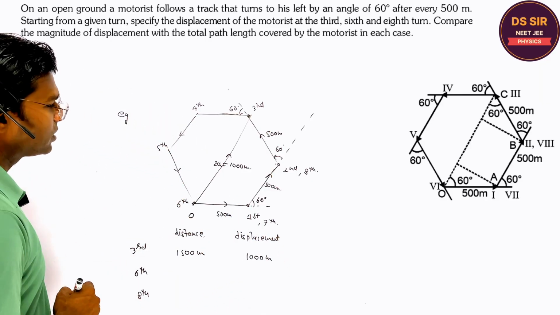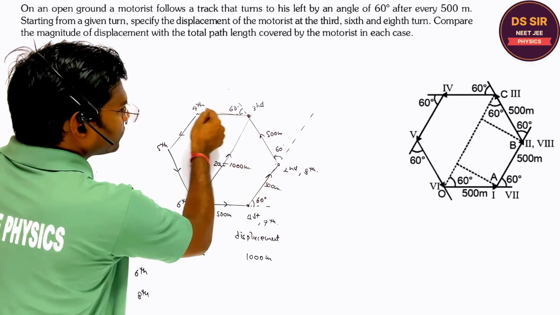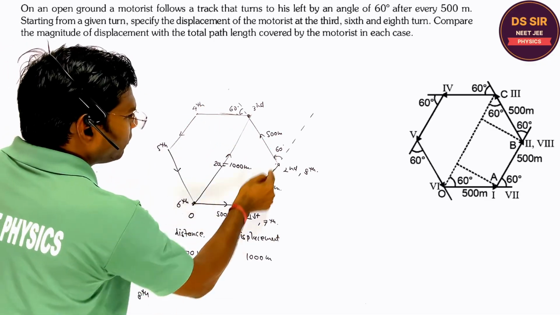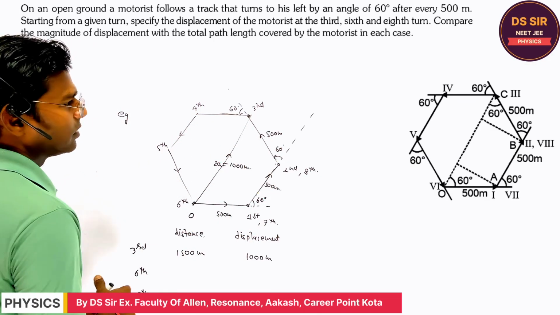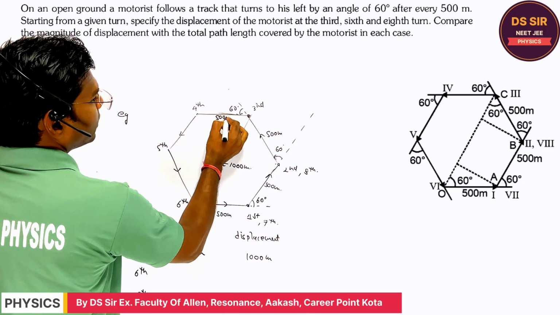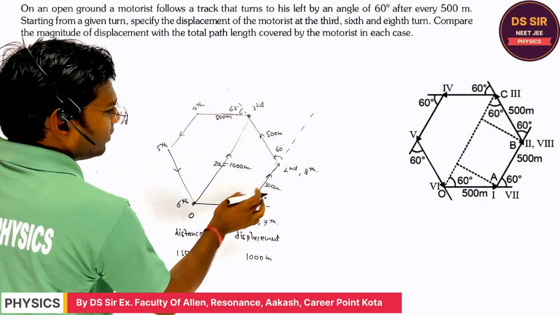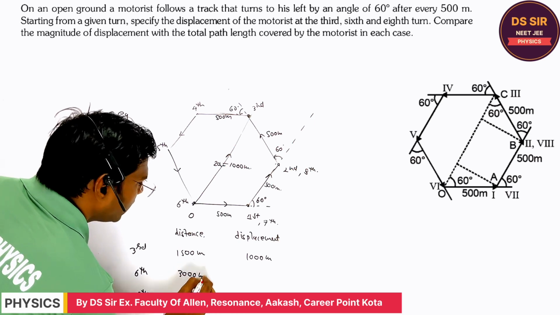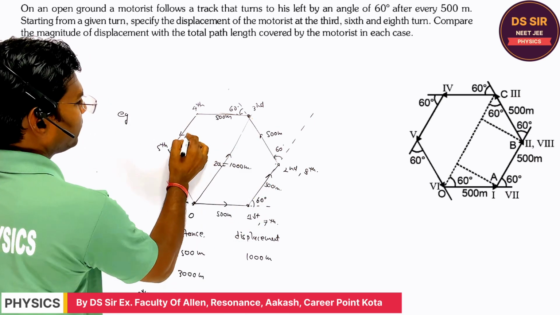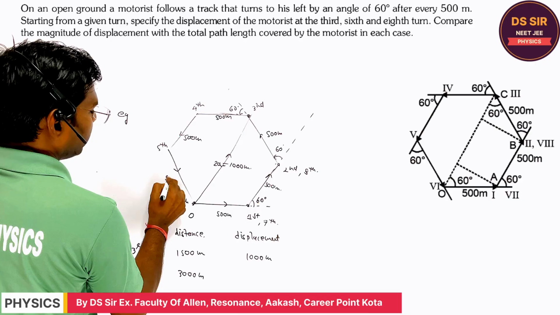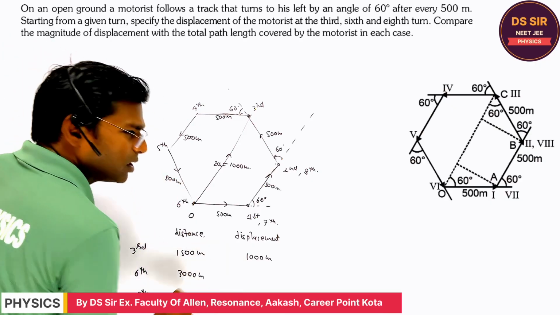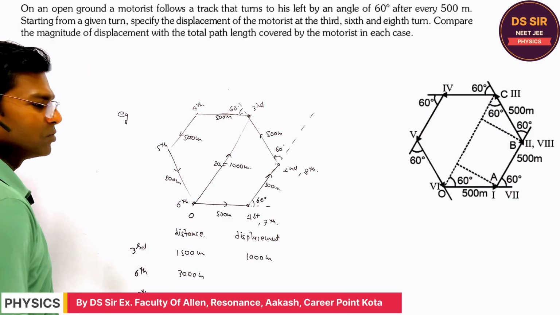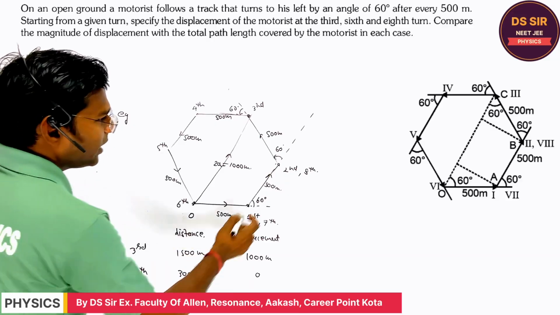Now what about the 6th turn? What is the total distance covered? Yes, 3000. 6 times A. This is 3000 meter. 500 plus 500 plus 500 plus 500 plus 500 plus 500. And what about the displacement? 0. What about the 8th turn?